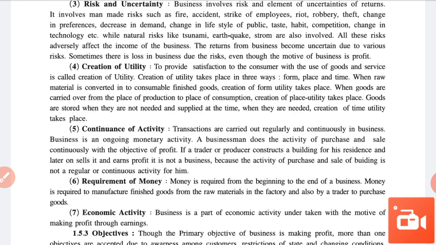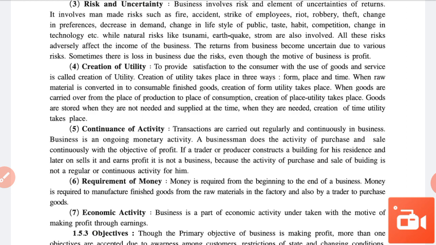Business is ongoing monetary activities. A businessman does the activity of purchase and sale continuously with the objective of profit. There is no particular time for doing an activity. It is a continuous activity throughout the whole year. For 2 or 3 months, there is no activity because it is a vacation? No, there is no vacation in business activity, right? So, business activity is a continuous activity.